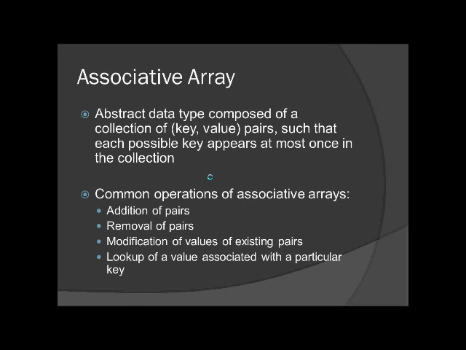Before understanding a dictionary data set, you must first understand an associative array. An associative array is an abstract data type composed of a collection of key and value pairs, such that each possible key appears at most once in the collection.